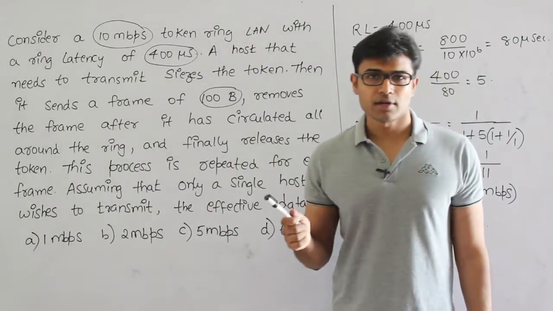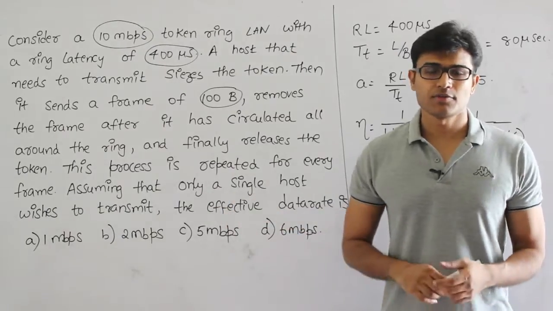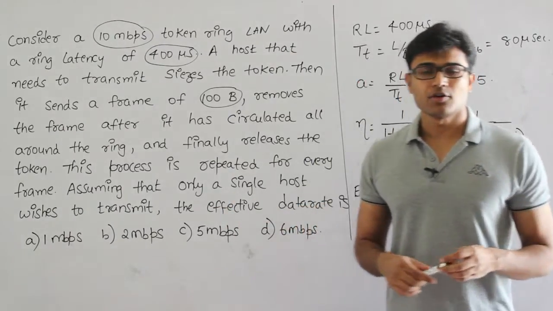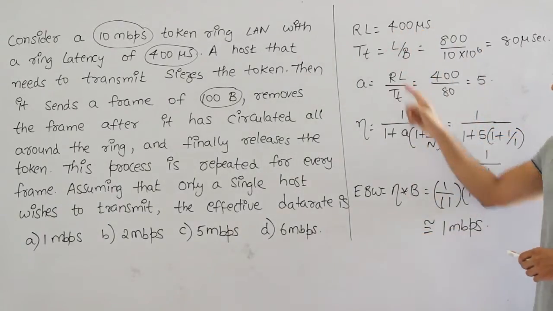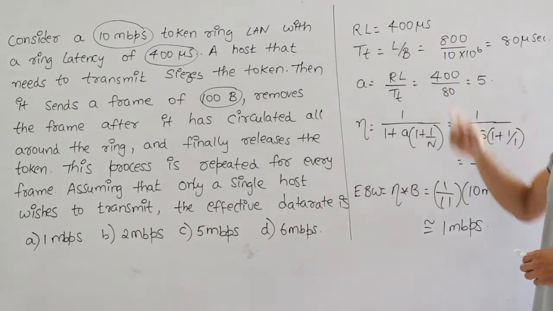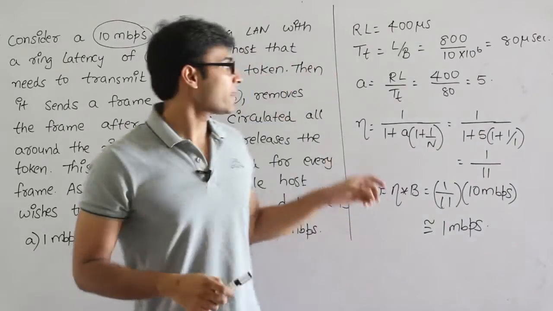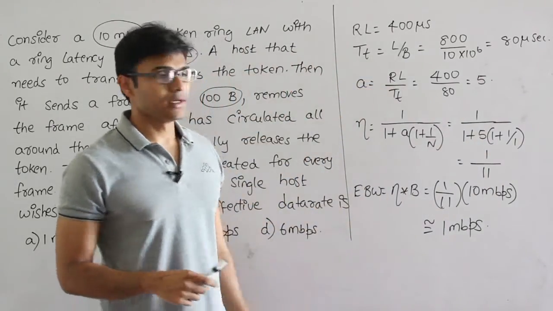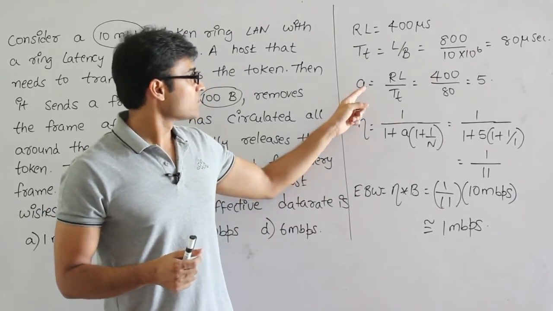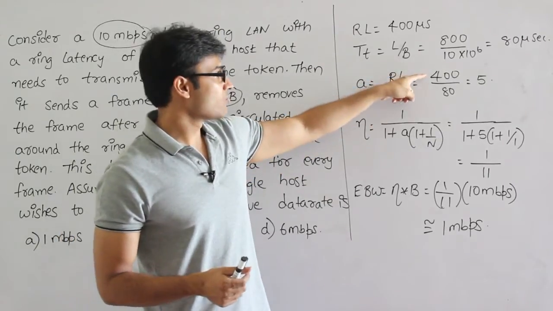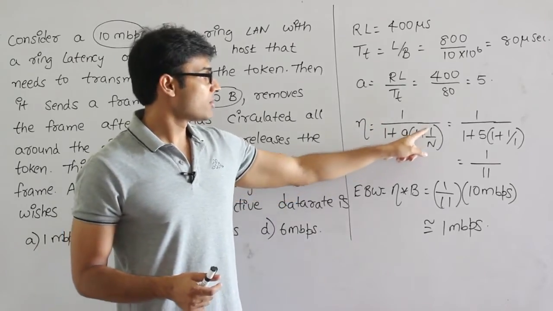So we know that effective data rate is nothing but effective bandwidth, which is efficiency into bandwidth. So in order to solve this question, we should first find out the efficiency. So in order to find out efficiency, we should find out A. See this, ring latency is given as 400 microseconds, and TT, transmission time, is L by B, length of the frame divided by bandwidth, which is 80 microseconds, and then A equal to ring latency by TT. So whenever TP is not given, whenever RL, ring latency, is given, always go for it. So A is ring latency divided by TT, which is 400 divided by 80, which is 5, and efficiency is 1 upon 1 plus A into 1 plus 1 by N.